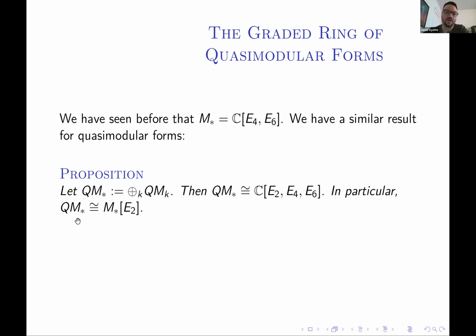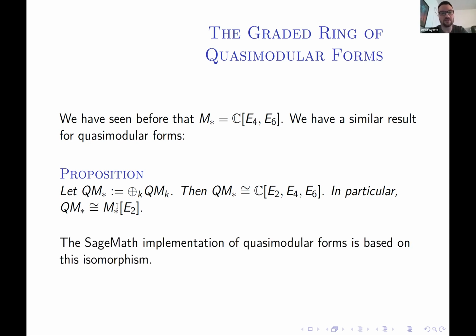elements. In particular, the graded ring of quasi-modular forms is generated by E2 over the ring of modular forms. So this proposition is the basis of the SageMath implementation.